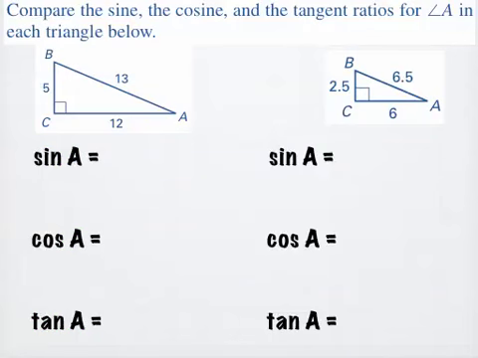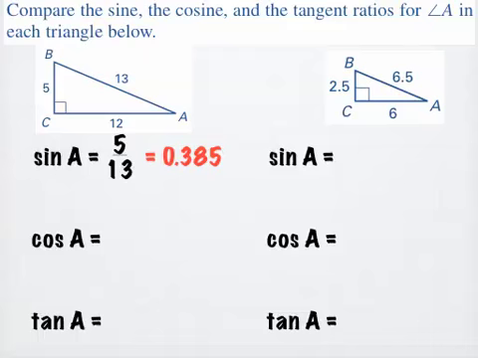This first example asks us to compare the sine, cosine, and tangent ratios for angle A in each triangle below. Sine of A for the first triangle, with side lengths of 5, 12, and 13: the side opposite angle A would be 5, and the hypotenuse of the triangle is 13. So for sine of angle A, we would have 5 over 13, and I'm going to divide those and come up with a decimal. So 5 over 13 is the same as 0.385.